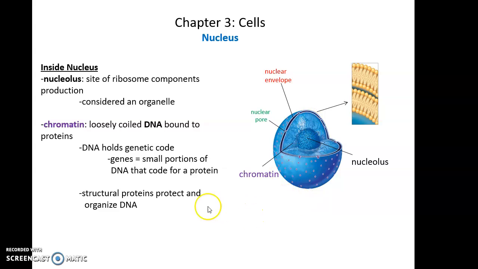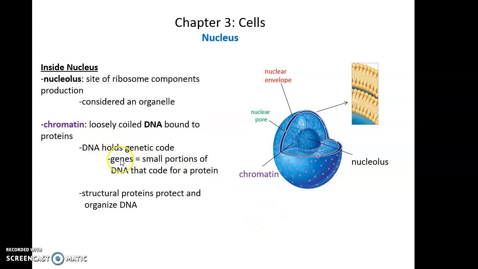Also found within the nucleus is chromatin, all scattered throughout. Chromatin is loosely coiled DNA bound to proteins. So in our nucleus, DNA is not naked. It is bound up to proteins that help to hold it together, organize it, and protect it. And of course, DNA is so critically important because it holds our genetic code.